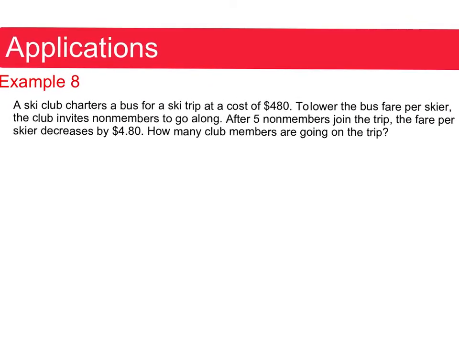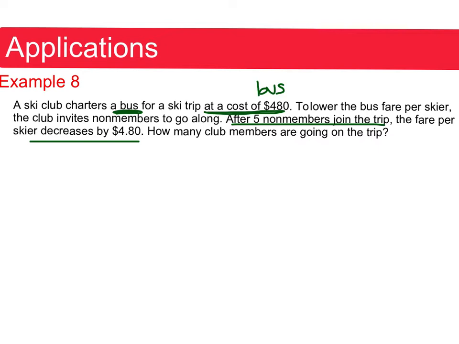A ski club charters a bus for a ski trip at a cost of $480. So the bus costs $480. To lower the bus fare per skier, the club invites non-members to go along. After 5 non-members join the trip, the fare per skier decreased by $4.80. How many club members are going on the trip?